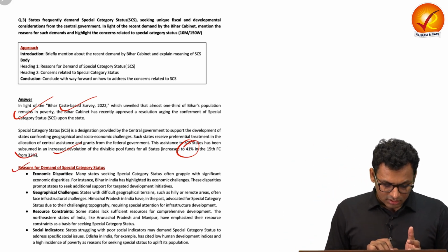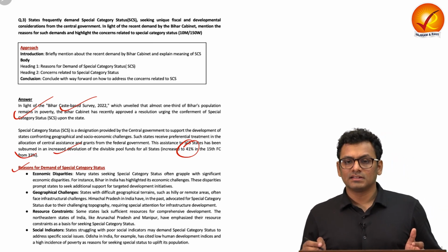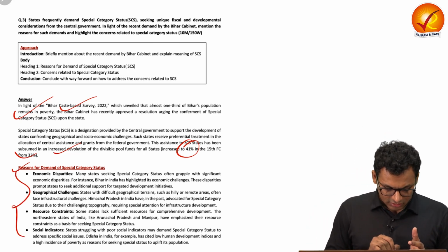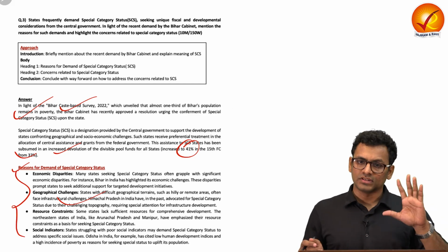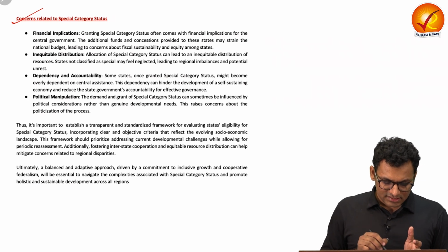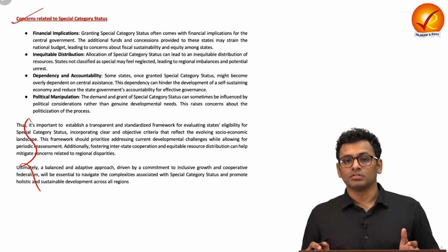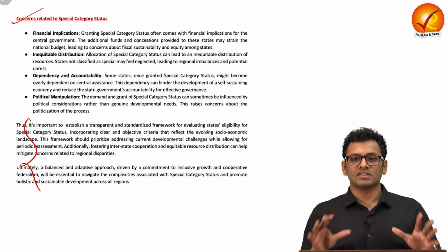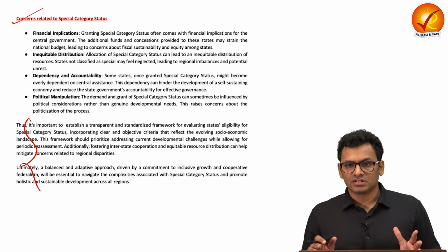You can talk about the reasons for the demand of special category status in body heading 1. List down the reasons, give examples to justify and substantiate your arguments. Next, you can talk about the concerns, and in the conclusion, you can talk about the way ahead with different kinds of suggestive measures. So this is there for question number 3.